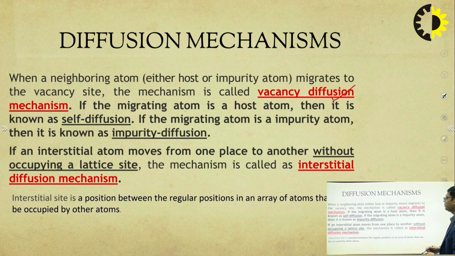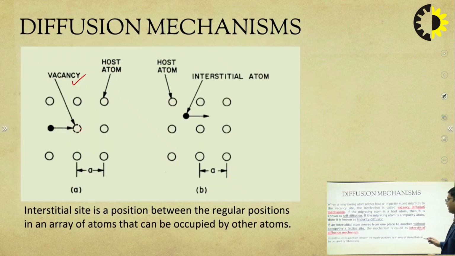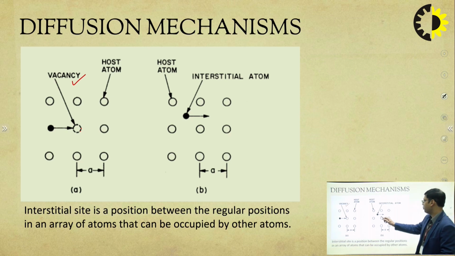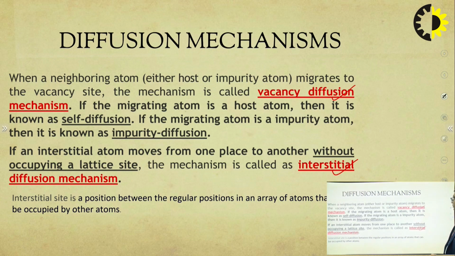The second kind of diffusion mechanism is the interstitial diffusion mechanism. What happens in this mechanism? If your dopant atom does not disturb the regular lattice atom structure but is placed in between, in a vacant space, then this is known as interstitial diffusion. So this is the second kind of diffusion mechanism.